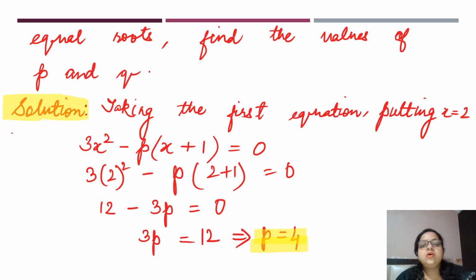So taking the first equation, we put x equal to 2. We will get the value of p from here. 3 × 2² − p × 2 + 1 = 0, that is 12 − 3p = 0. 3p is equal to 12, which implies that p is equal to 4. Therefore, p is equal to 4.